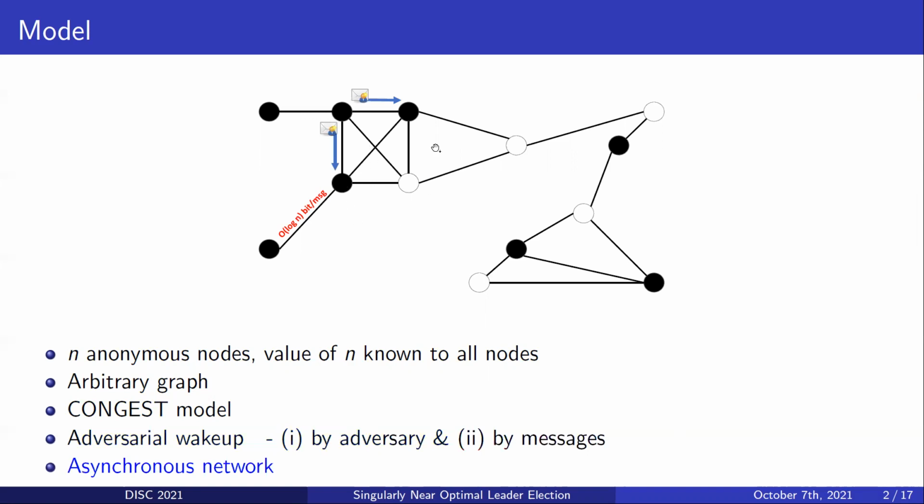Finally, we consider the asynchronous network. What that means is the delays on messages are arbitrary. So for example, if this node sends out 2 messages, it could be the case that while this message is still in transit, the other one reaches this node, is subsequently sent to this node, and in fact reaches this node, all while this is in transit.